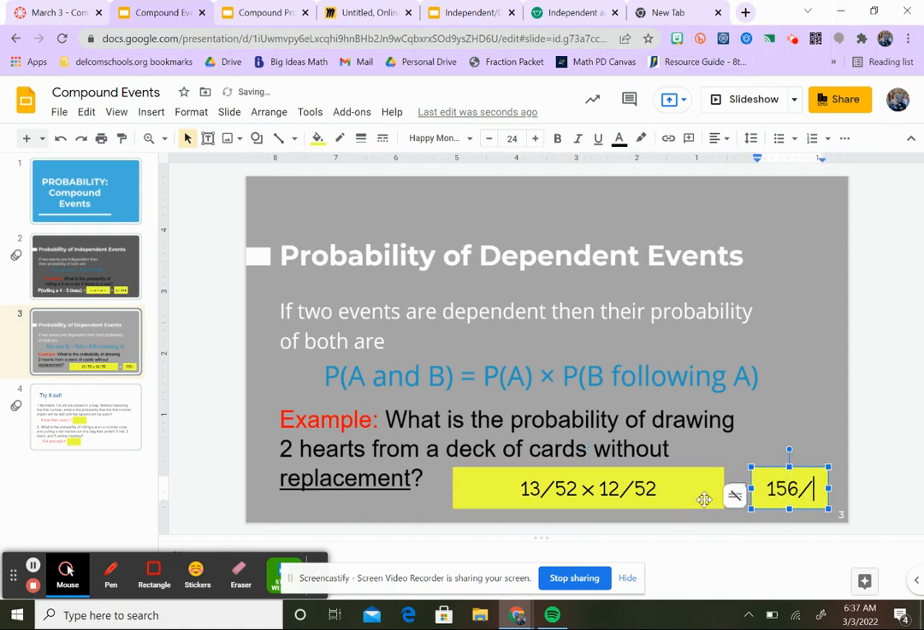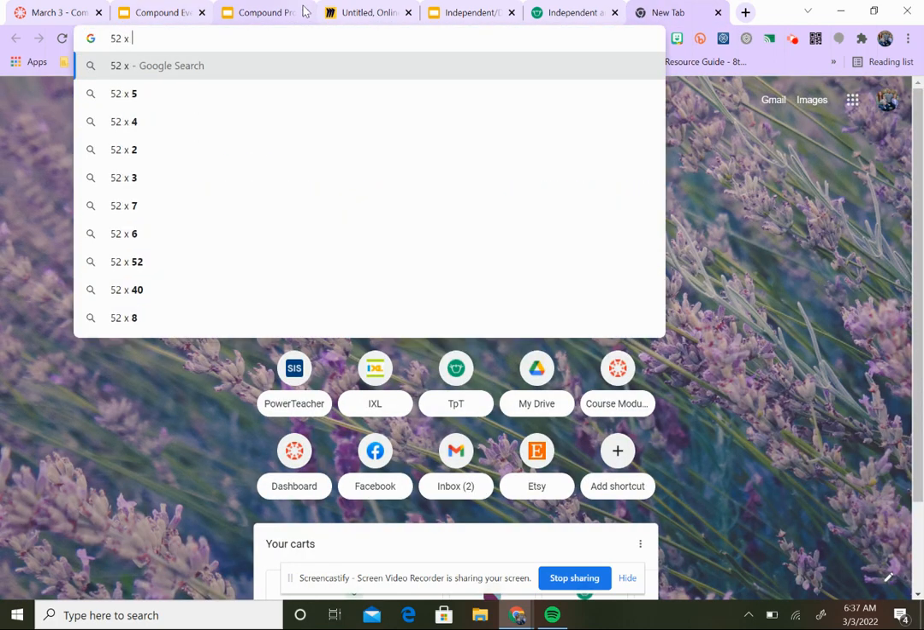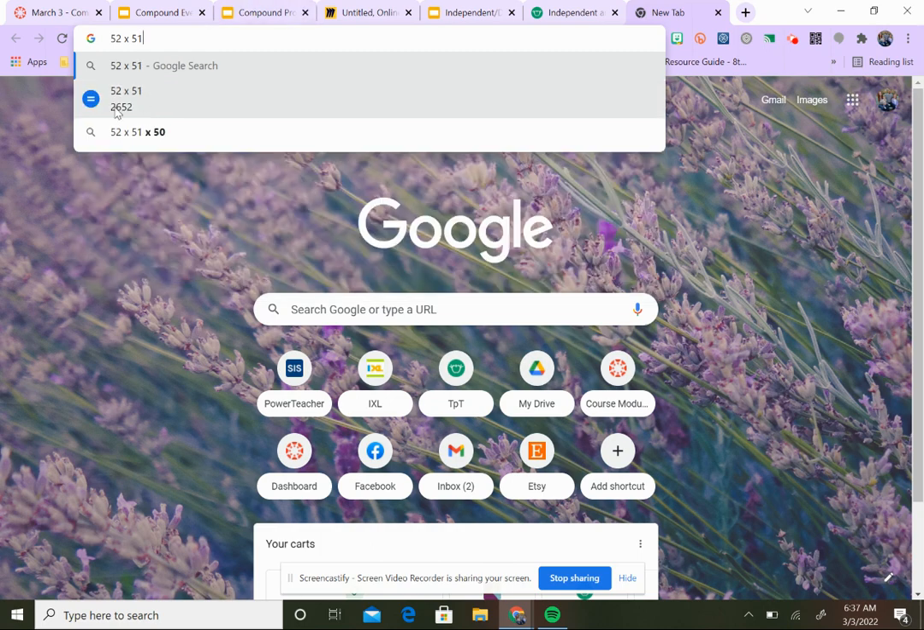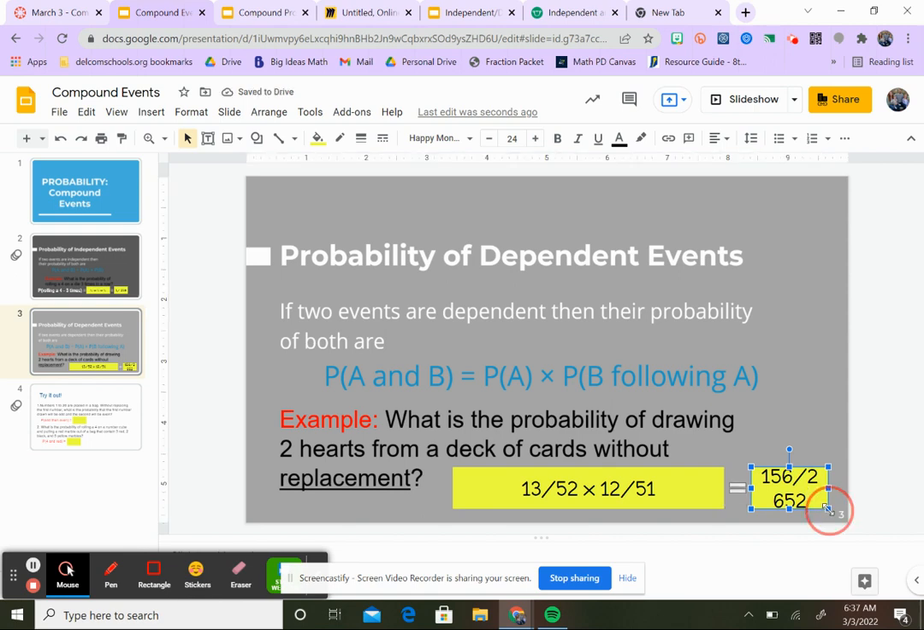And 52. Oh, I messed up. 52 minus 1 is a 51. So I'm going to do 52 times 51, and I get 2,652. Okay, so obviously this is a very large fraction, and that's pretty common.